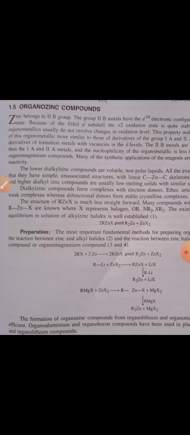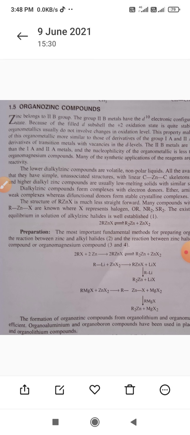In the second step, again alkyl zinc halide is reacted with alkyl lithium, which gives the formation of dialkyl zinc. In a similar way, alkyl zinc halide with RMgX, that is alkyl magnesium halide, gives the formation of dialkyl zinc by removal of MgX2.